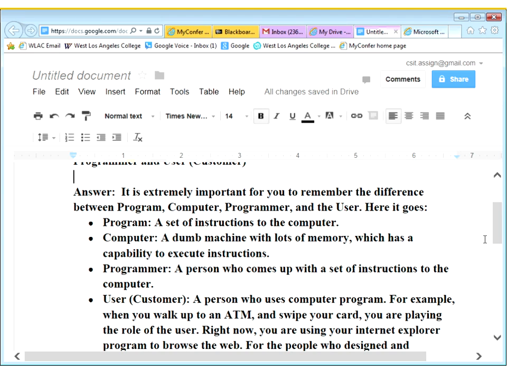A computer is a dumb machine with lots of memory, which has the capability to execute instructions. And so that's what it does. It's just a machine, right? Basically, it does whatever instructions you give it.